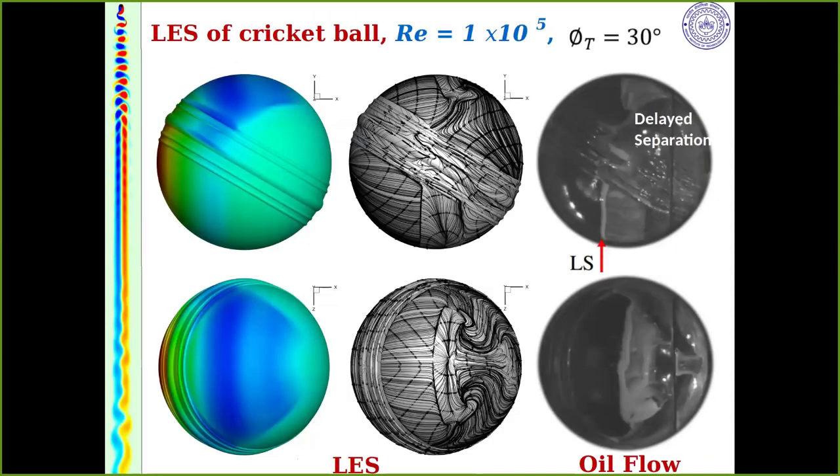Just to show you, we have done experiments. So this is experiments, and these are CFD. These are skin friction lines from CFD, and these are flow visualizations from experiment at a particular Reynolds number. And just amazing correlation. Both are showing the same story.